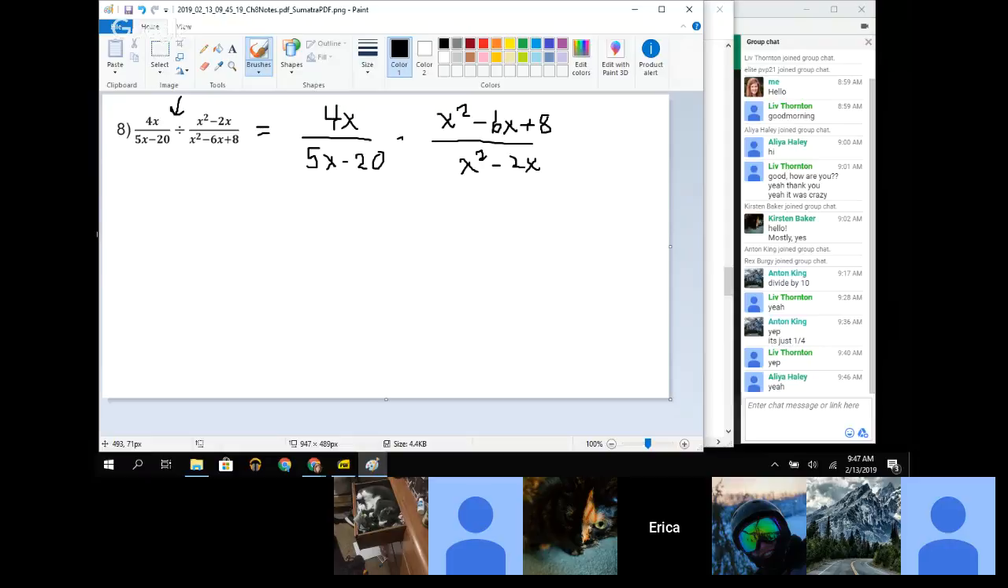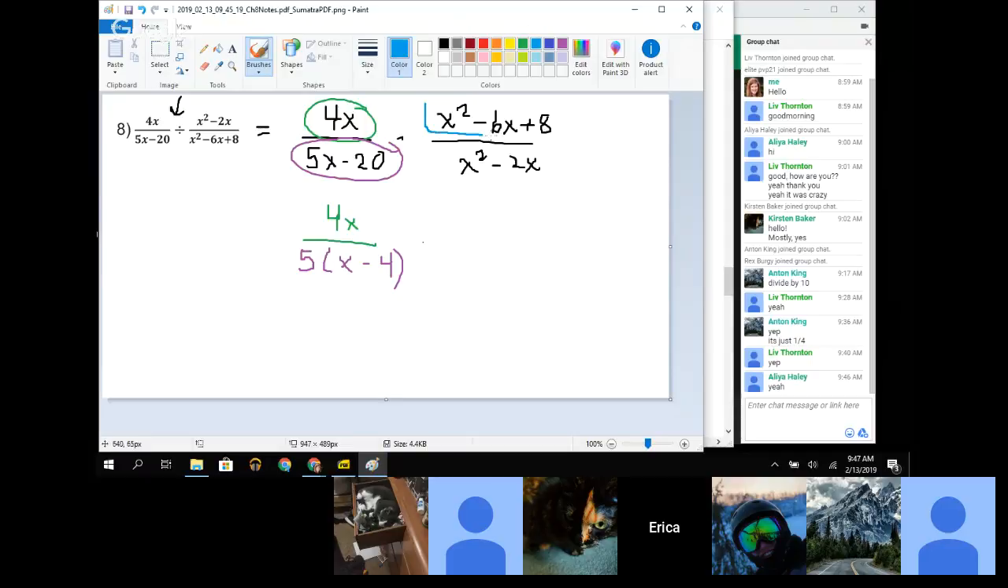Okay. Can I cancel anything out yet? Boo, no. Right? Can't cancel anything out. So let's look at each piece and see if we can simplify it. So we got 4x in the numerator of the first. Can't really do anything with that. 4x just kind of hangs out. Okay. In the denominator, we have 5x minus 20. So those have a like term. They both have a 5 in it. So we could take that out, right? We can have 5 times x minus 4. Maybe that'll help us out. We'll see.